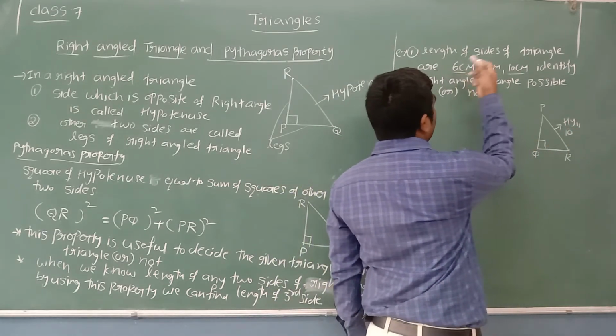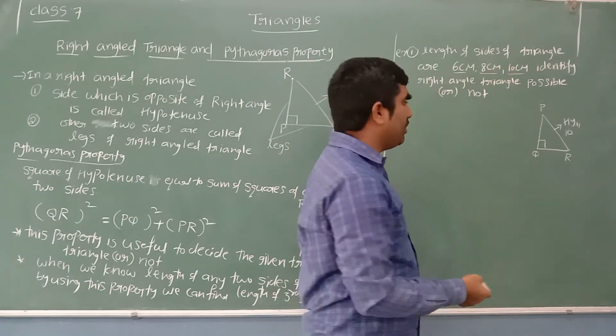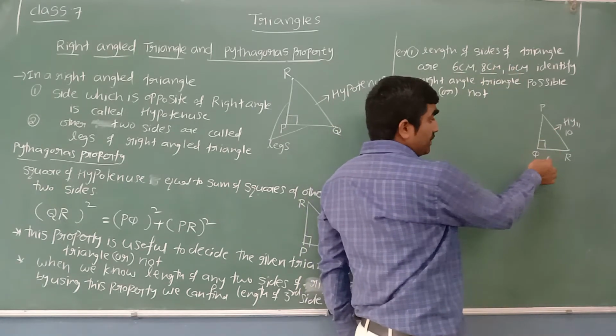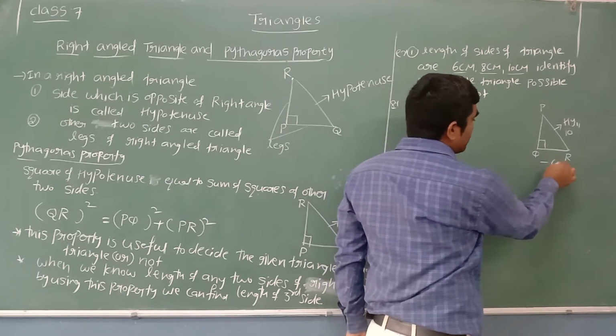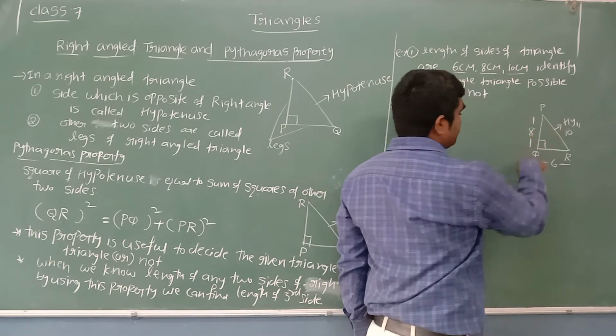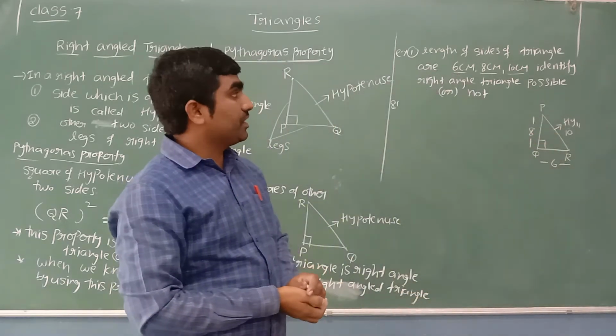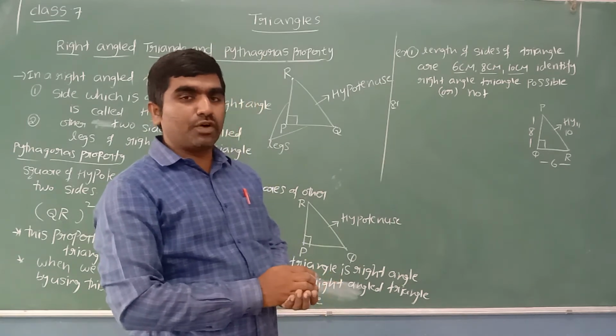The other two sides, one is 6, one is 8. You take any one. This is 6, this is 8. Now let us verify whether a right angle triangle is possible or not.